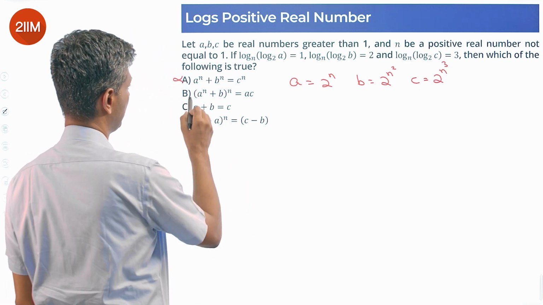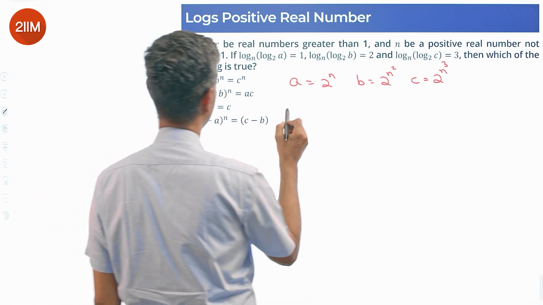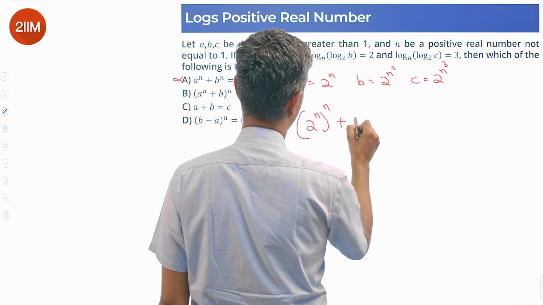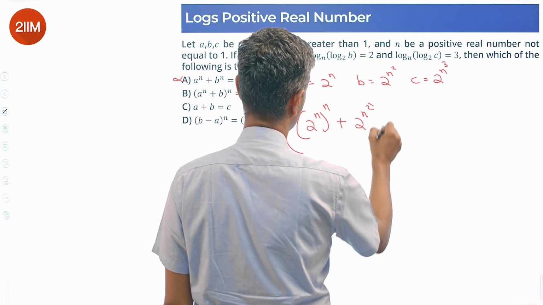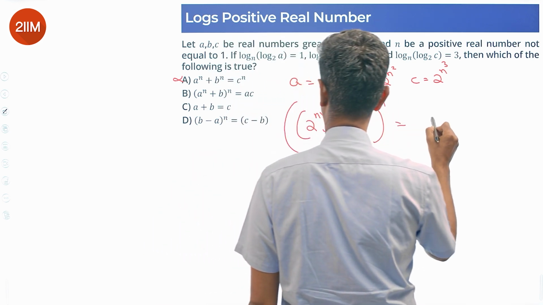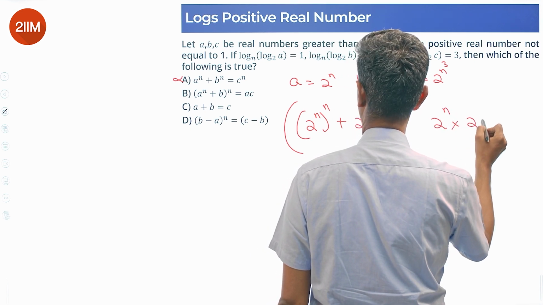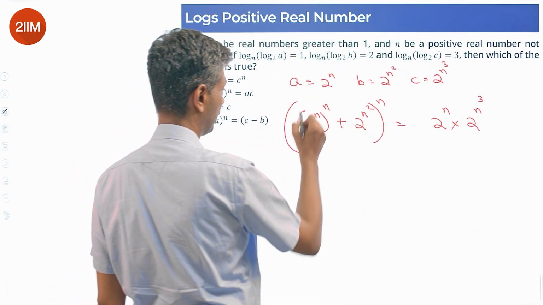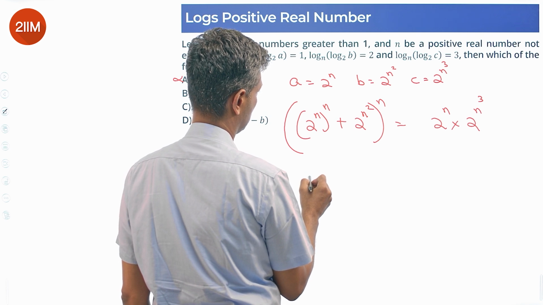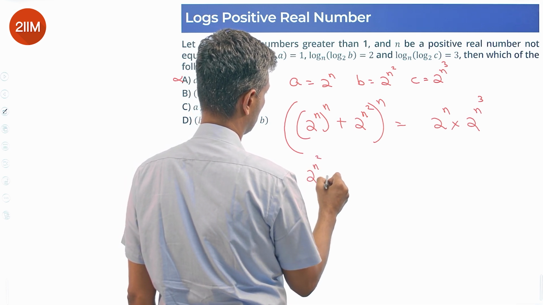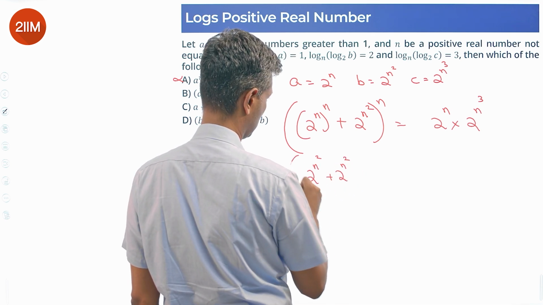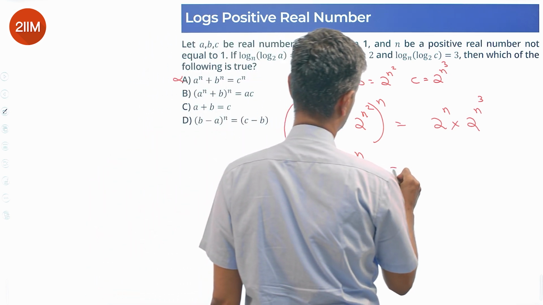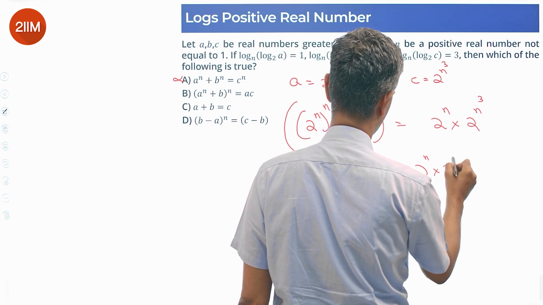A power n plus b whole power n is AC. Let's check this out. A power n is 2 power n whole power n, plus 2 power n square whole power n, is 2 power n into 2 power n cube. Maybe this can work. Let's check this out. This is 2 power n square plus 2 power n square whole power n is 2 power n cube.